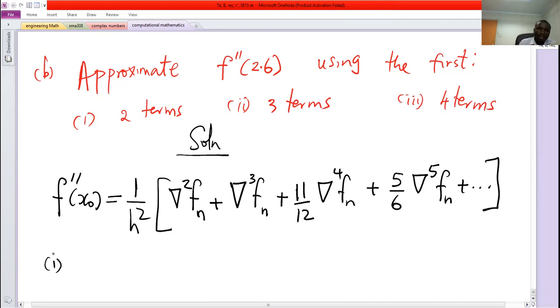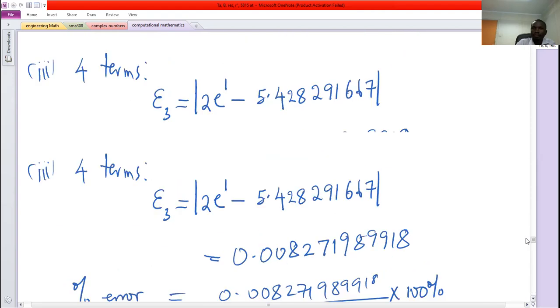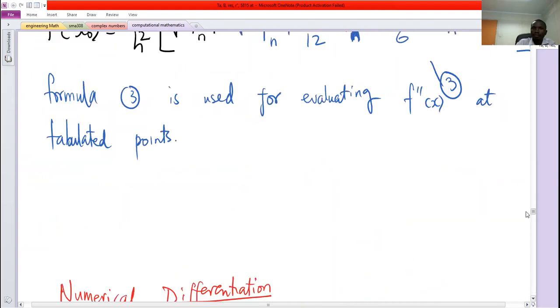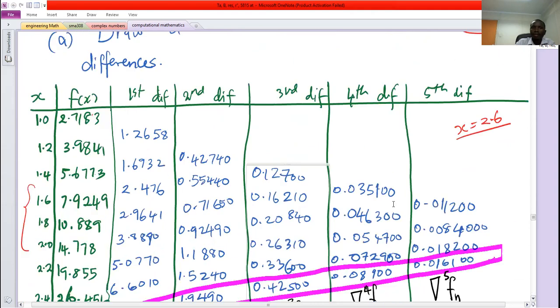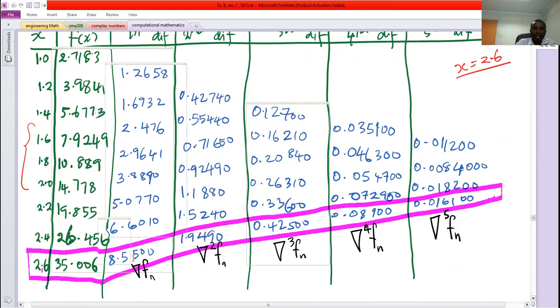Now, first part: 2 terms means we go up to this point here. And one thing that should be clear on this difference table that we are drawing: note that this column is for the first difference. This column is for the second difference, third difference, fourth difference, fifth difference. So therefore, the first term in that formula, which specifies the second difference, will be this number.